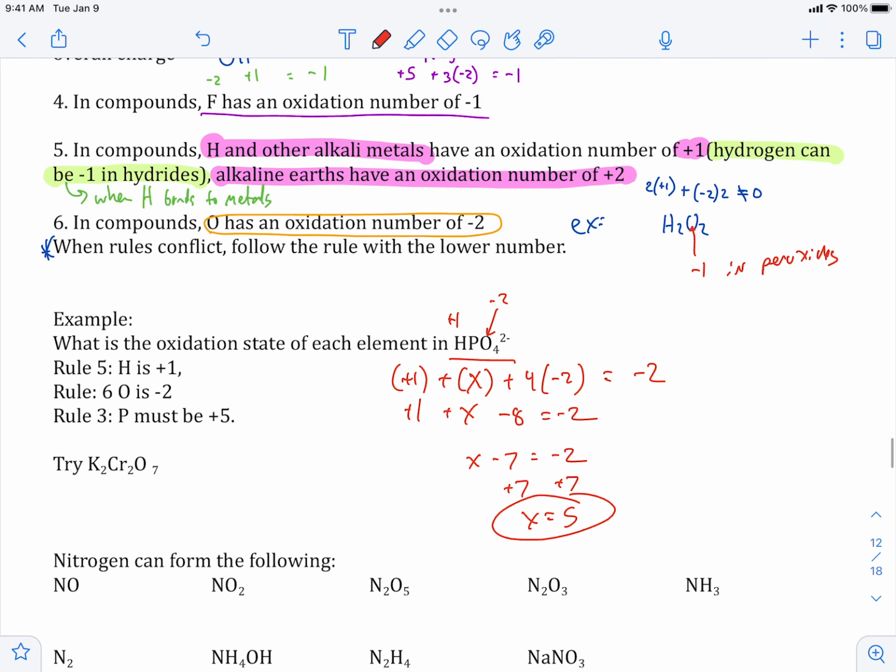K2Cr2O7. Now this is a neutral compound, so everything must sum to zero. So I've got potassium. What's the charge for potassium? +1. It's an alkali. So we have 2 times +1. Chromium we don't know, so we'll have to figure that out because there's no rule for it. Oxygen, the rule says that it's -2.